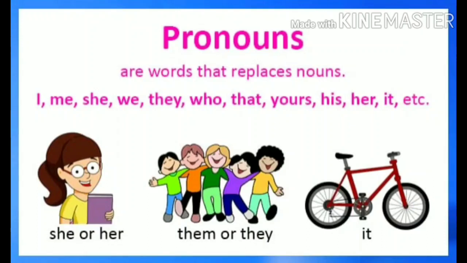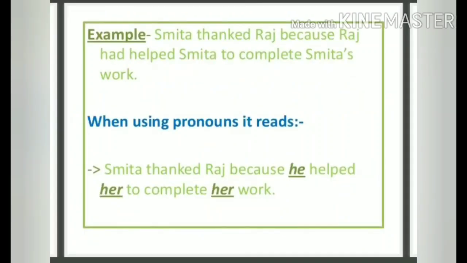Otherwise, if we keep on using the same noun in the paragraph, it will make the paragraph boring and less attractive. So, in a nutshell, a pronoun is a word which helps us to avoid the repetition of nouns. For example, Smita thanked Raj because Raj had helped Smita to complete Smita's work. Don't you think this sentence looks quite boring? Yes. Why? Because we are using the same nouns every time.